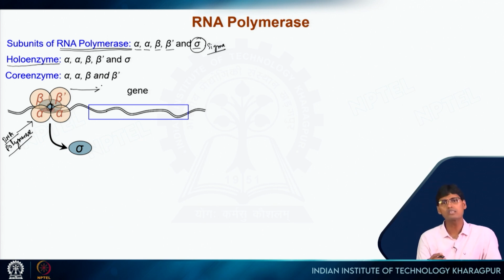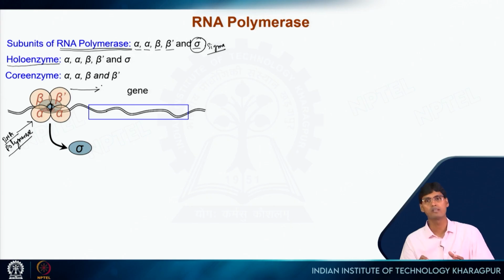Why? Most likely this is because sigma has very high affinity towards the promoter site. So the function of the sigma factor, or sigma subunit, is to find the location, like find the promoter. Then the other subunits of this polymerase will identify sigma, and come and make this complex. But if sigma gets dissociated, then RNA polymerase can move.